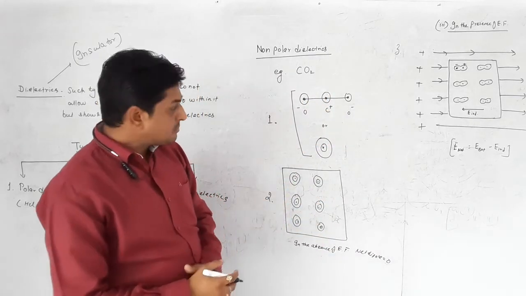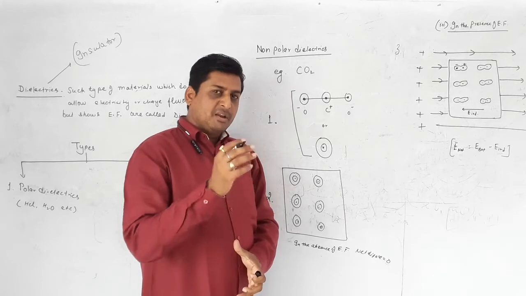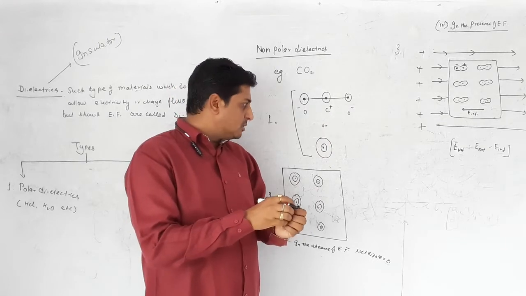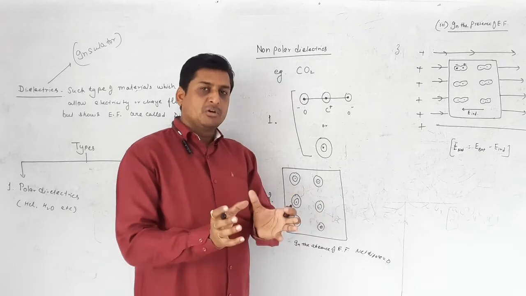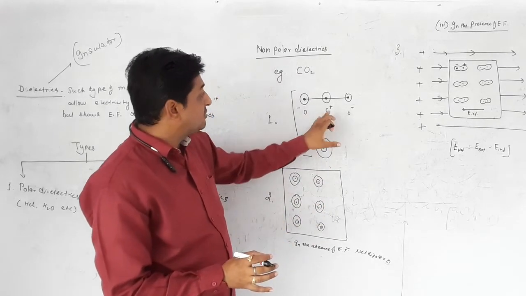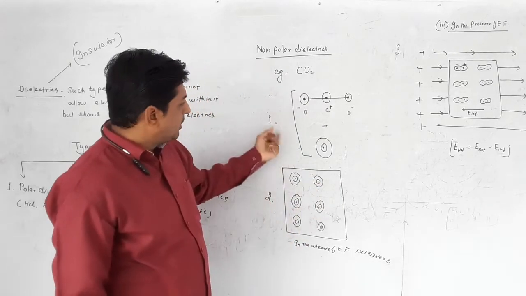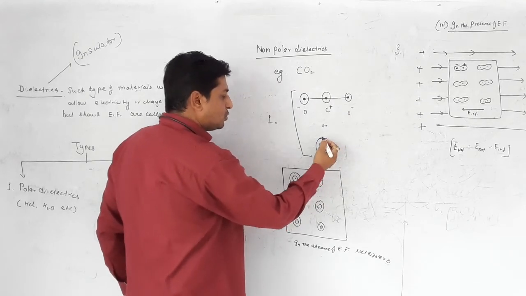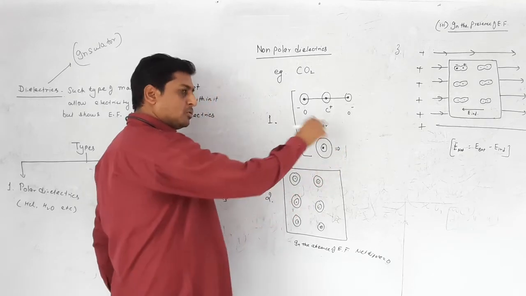What you are observing here is that in the case of non-polar dielectrics, the center of mass of negative charge as well as the center of positive charge coincide with each other. That means there is no dipole formation. Understand? In the polar molecule, dipole formation was there, but in the non-polar molecule there is no dipole formation because here the negative charge center of mass and positive charge center of mass coincide with each other. Understand? This is a figure in which I was trying to show this is the center of mass of positive and the same center of mass for negative, both coincide.